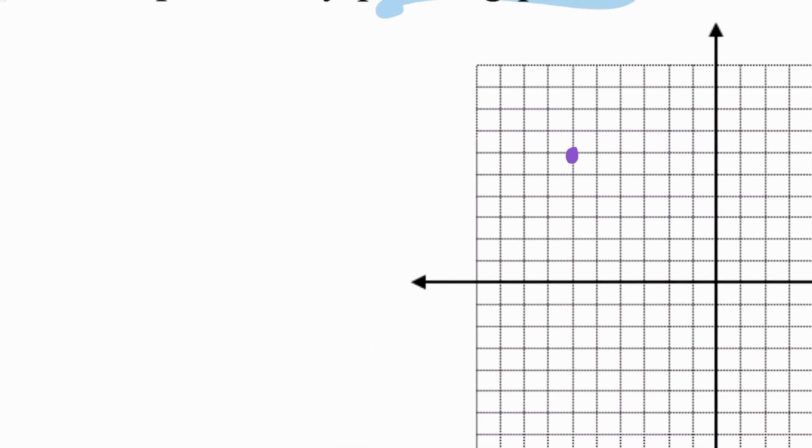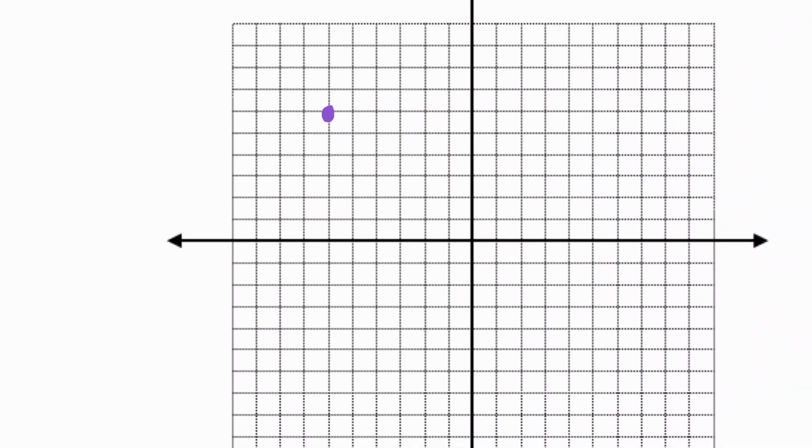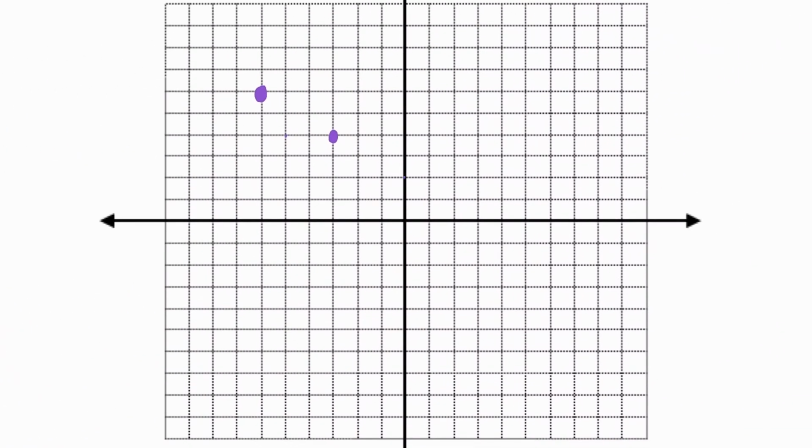And then we had -3, 4. Struggling with the interface there. So -3, 4. So like right there. And then we had 0, 2. So right there. Then we had 3, 0. And we had 6, -2.